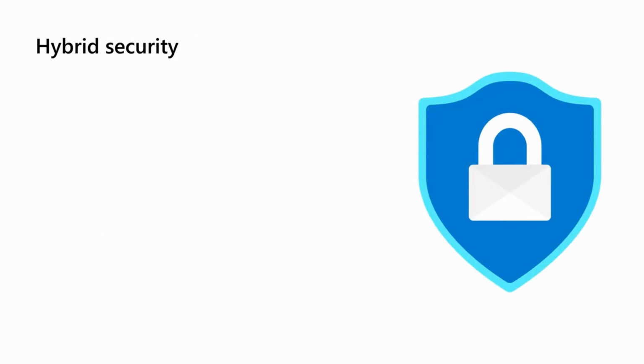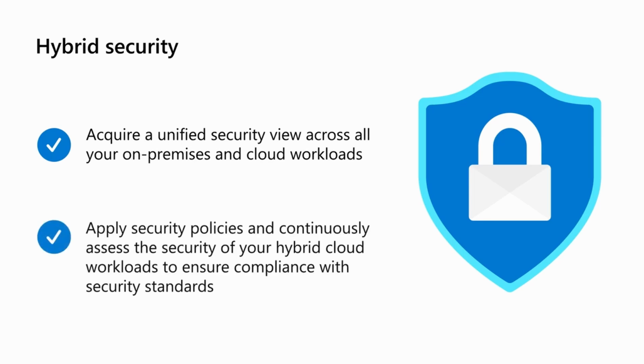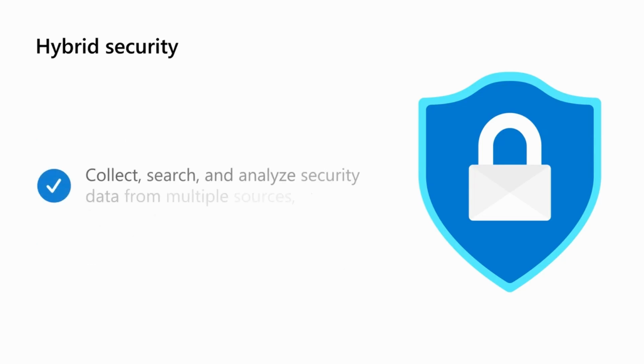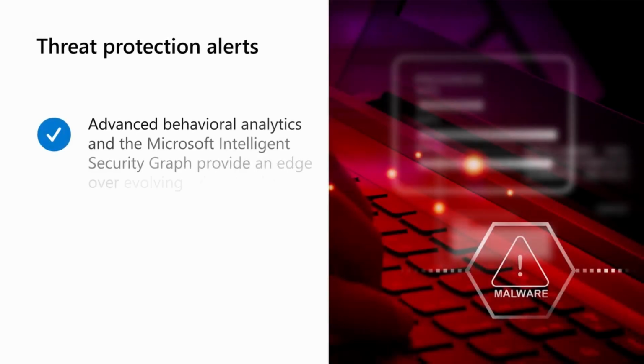Microsoft Defender for Cloud offers some fantastic features. It helps you acquire a bird's-eye view of your security across all your on-premises and cloud workloads. You can apply security policies and constantly check the security of your hybrid cloud workloads to ensure they meet all the necessary security standards. You can gather, search, and analyze security data from various sources, including firewalls and other partner solutions. Microsoft Defender for Cloud offers advanced behavioral analytics and the Microsoft Intelligent Security Graph that can be used to detect and thwart cyber attacks before they even happen.